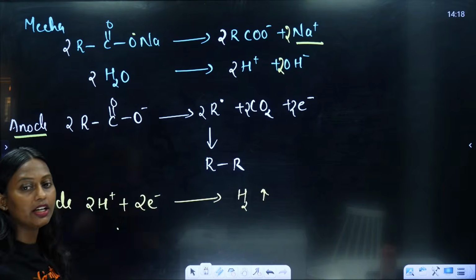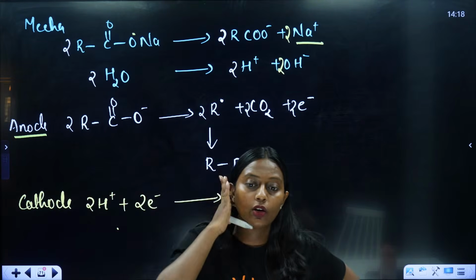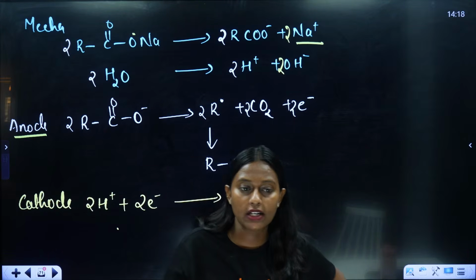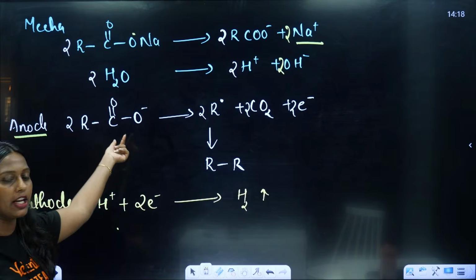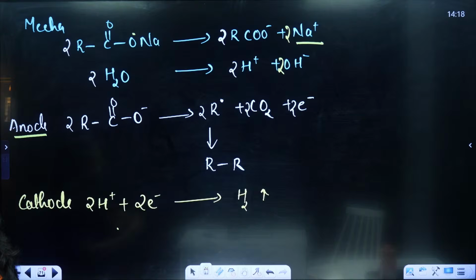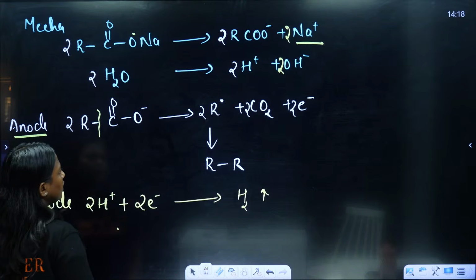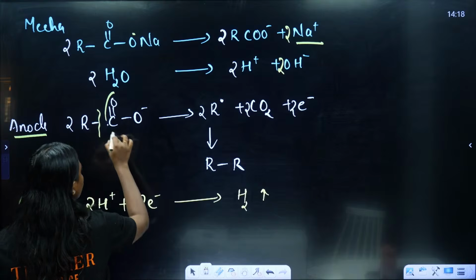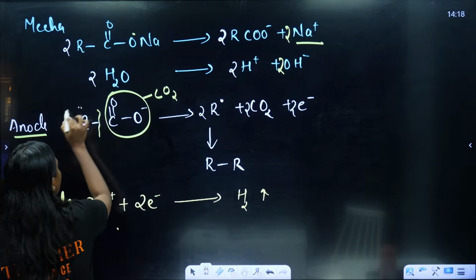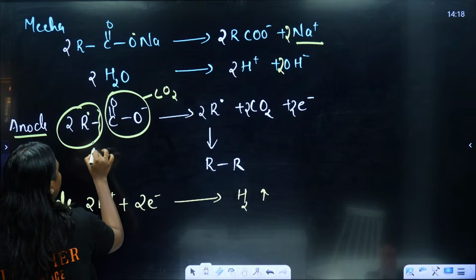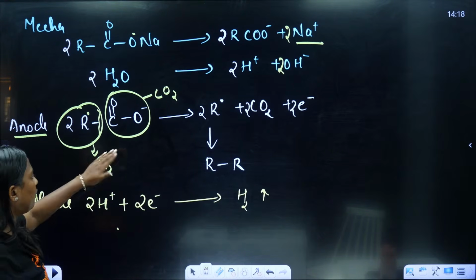Anions will come to the anode. Anions means negative charge. Then what will happen? It's very simple. This bond will break. Here you can see it will form CO2 and a free radical. This free radical will form R2.